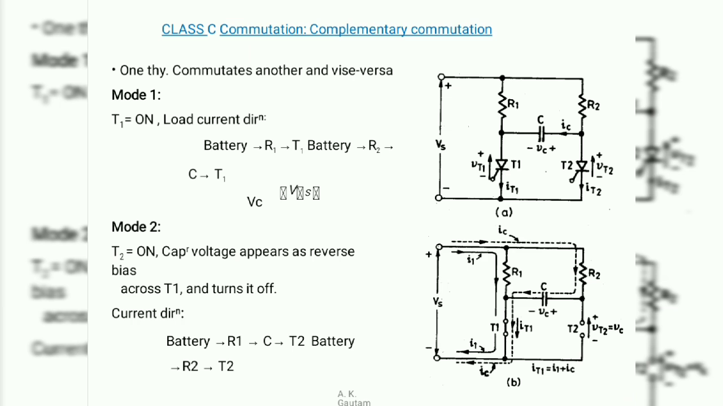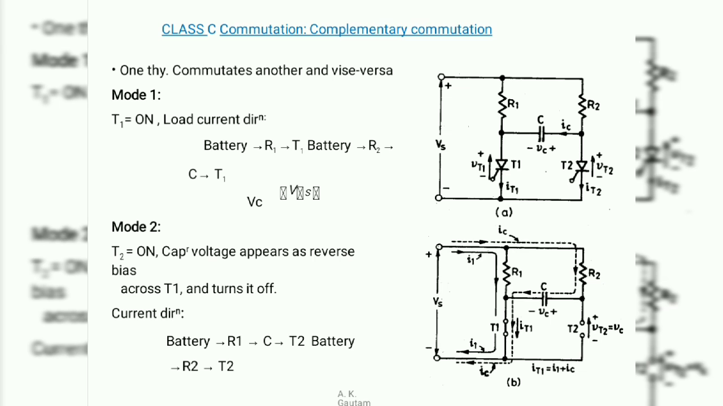So what happens here: thyristor T1 is on, so the load current direction will be battery, R1 and T1. Next, through the R2 resistance, battery, R2, capacitor. And thyristor T1 (SCR) starts conducting, so some amount of voltage will flow across the circuit.